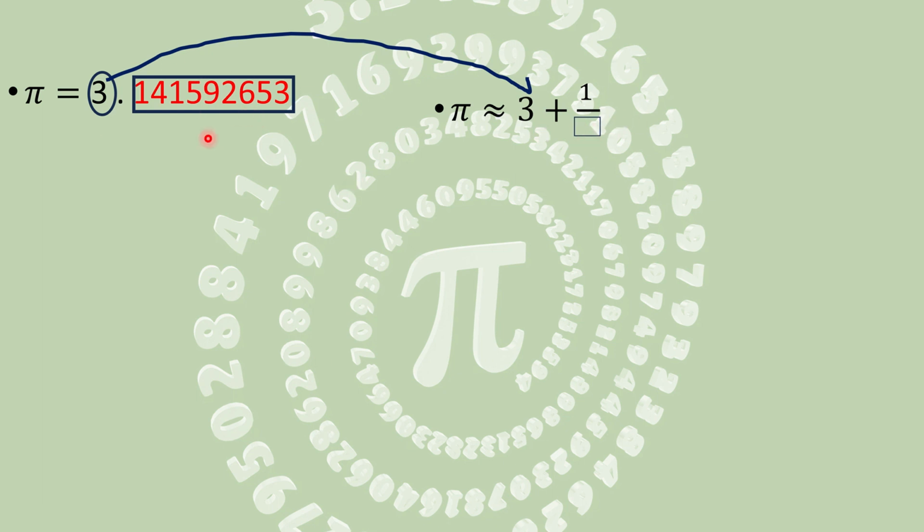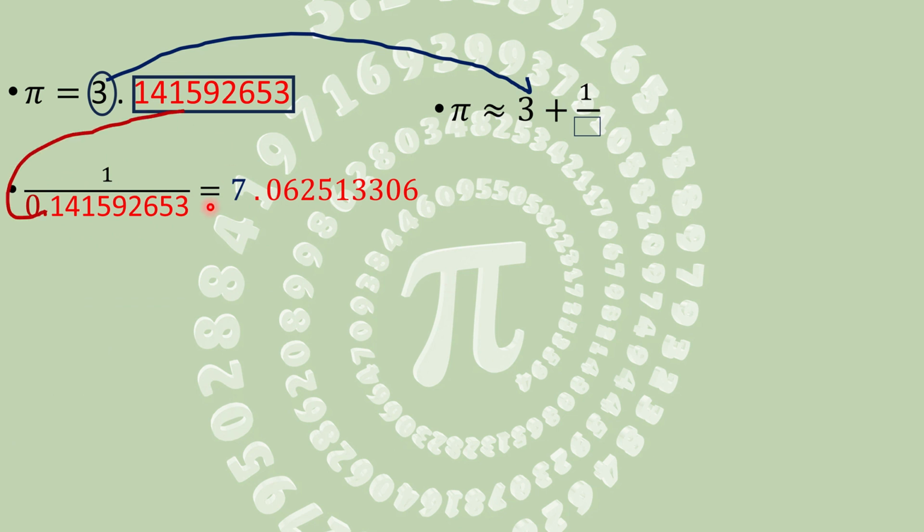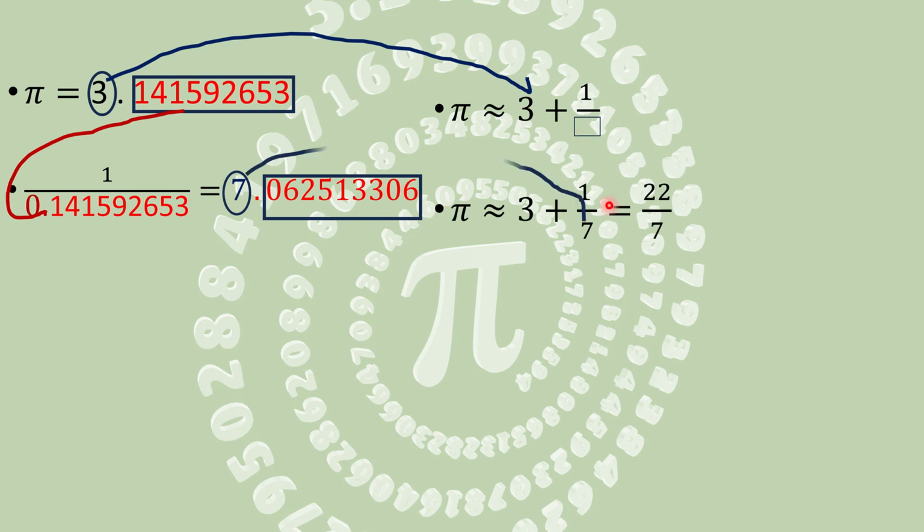For that purpose, we consider this value as a reciprocal of this number, that is 1 divided by 0.1415 and so on. When you find this value by using a calculator, that will give you 7.0625133306. And then we consider the integer part of this number as well, which is 7. Again, there is the non-integer part, or you can say decimal part, of the number as well. So we basically pick this number and put that in this block.